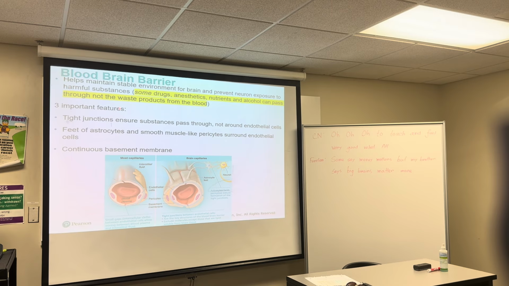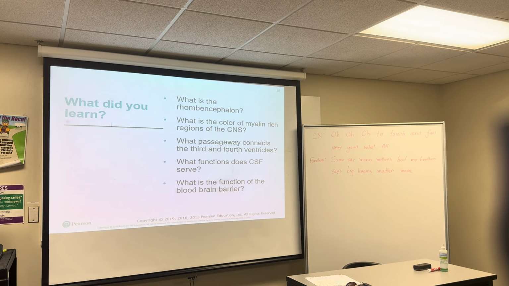So what are the three important features of the blood-brain barrier? Tight junctions ensure substances pass through, not around, the endothelial cells. Feet of the astrocyte and smooth muscle-like pericytes surround the endothelial cells. And a continuous basement membrane. Okay, so what did you learn? What is the rhombencephalon?